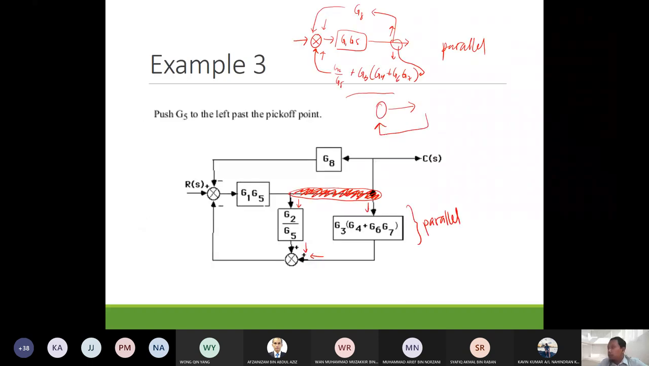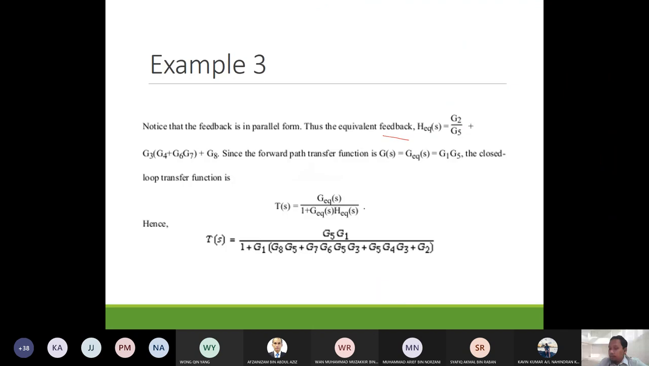So G1 and G5 are actually in feedback form with the others. Okay. So since the forward path transfer function, G equivalent, equals G1 times G5, the closed loop transfer function becomes, using the feedback formula, you just substitute, okay? G equivalent is G1 times G5, and H equivalent is this, okay? And then you further simplify, okay? After you further simplify, you get this transfer function.